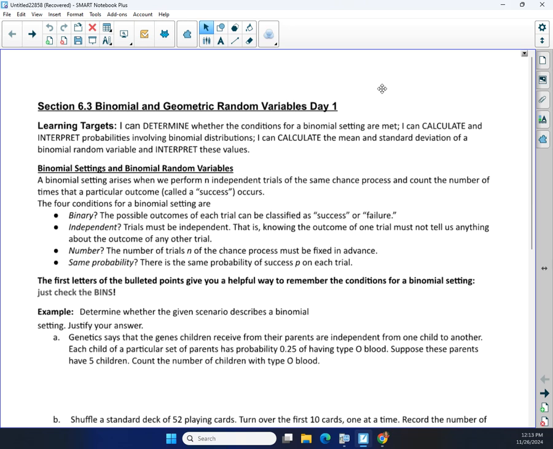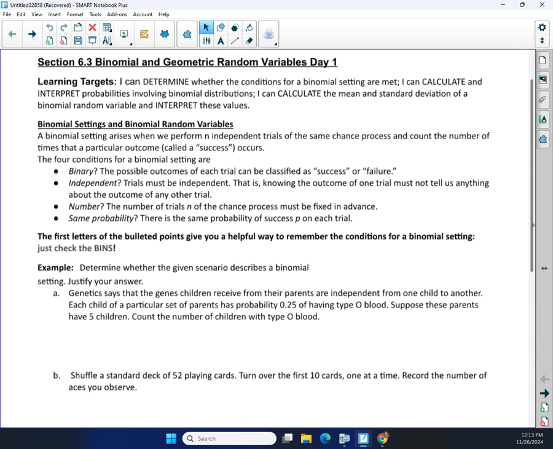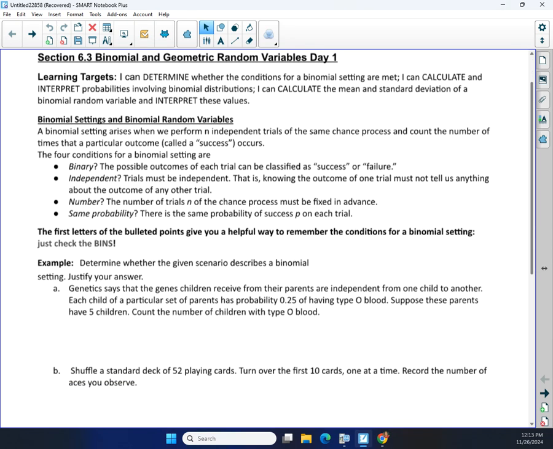So our learning target is, I can determine whether the conditions for a binomial setting are met. I can calculate and interpret probabilities involving binomial distributions. I can calculate the mean and standard deviation of a binomial random variable and interpret these values. A binomial setting arises when we perform n independent trials of the same chance process and count the number of times that a particular outcome called a success occurs.